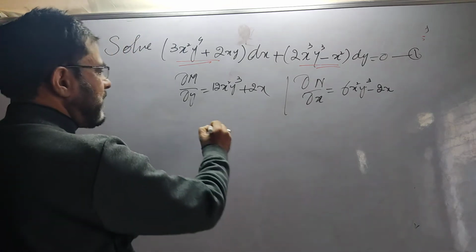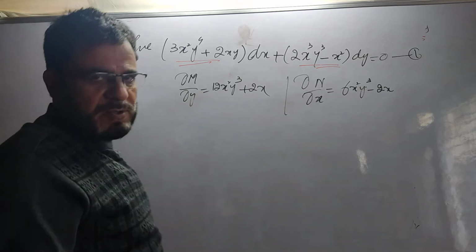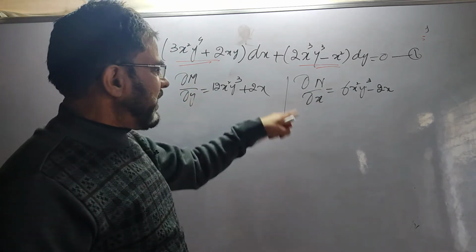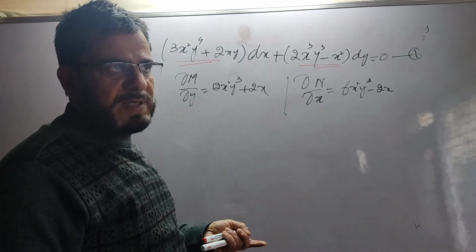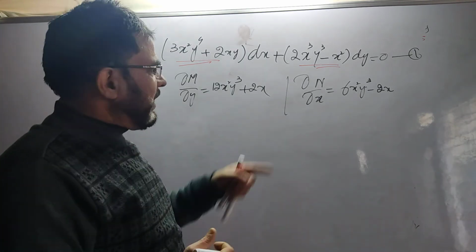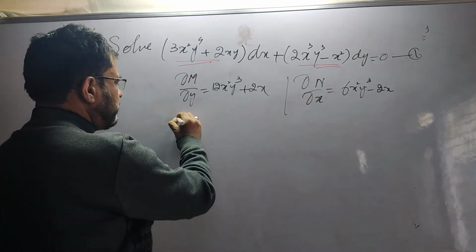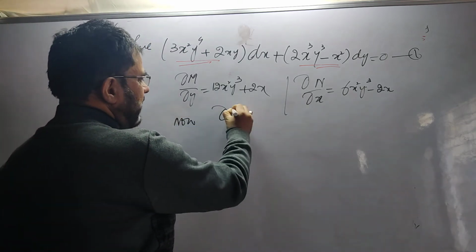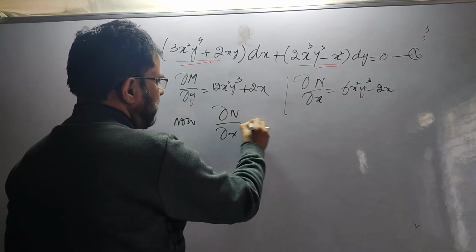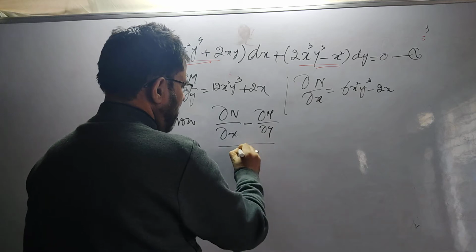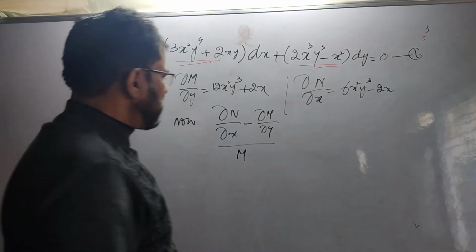Let us see what it is. Sometimes you have to go this way: del M by del y minus del N by del x, divided by N. If that comes out to be a function of x alone, you will go. Now if you find this minus this, partial of N with respect to x minus partial of M with respect to y, divided by M.